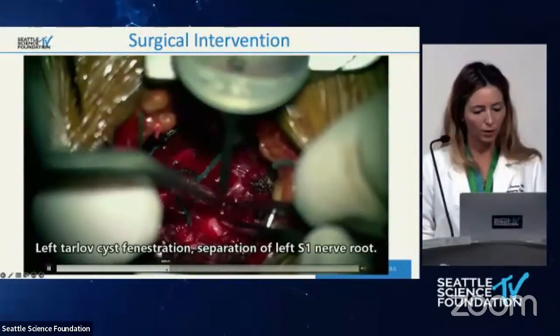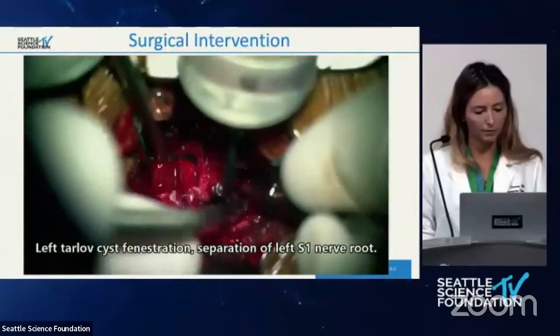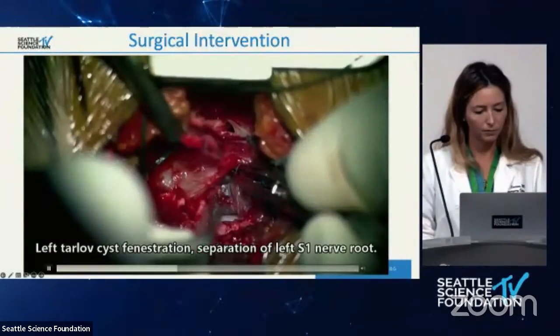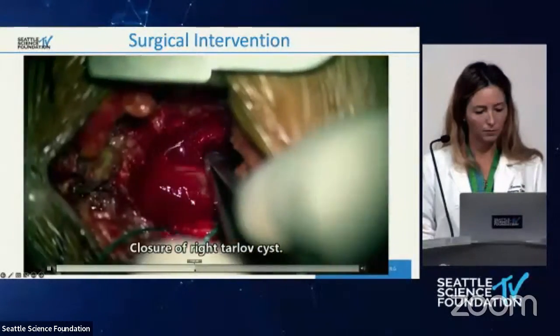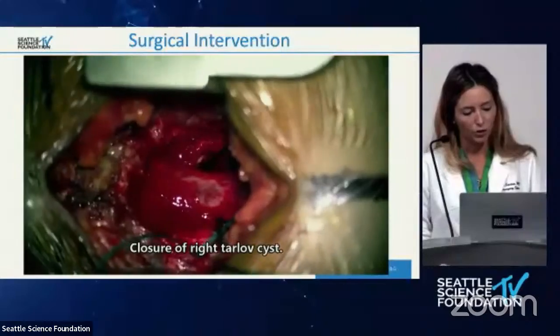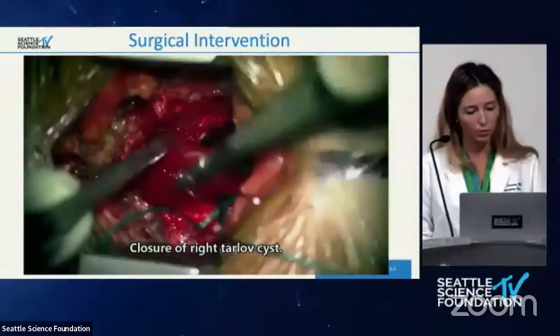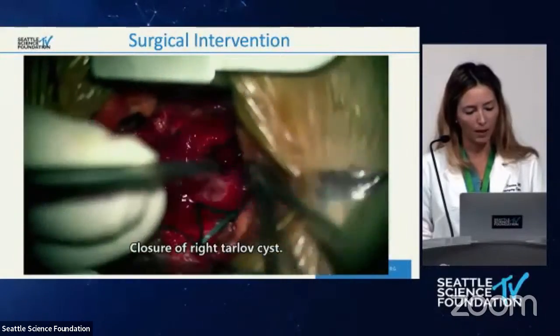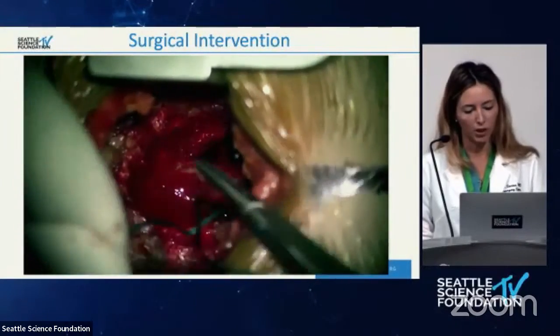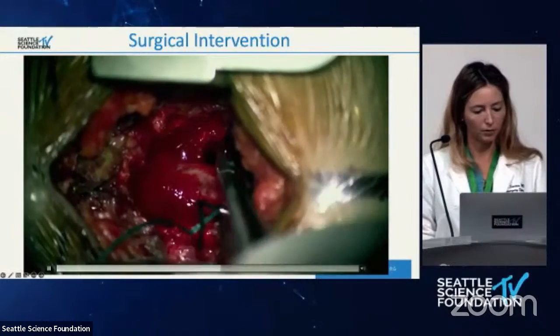And then we made our way over to the left. And then after we did that fenestration, we used a Prolene to close down the cyst, basically at the opening of where it was associated with the S1 nerve root.